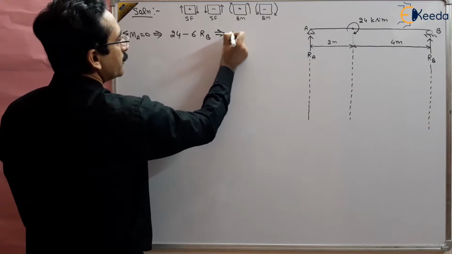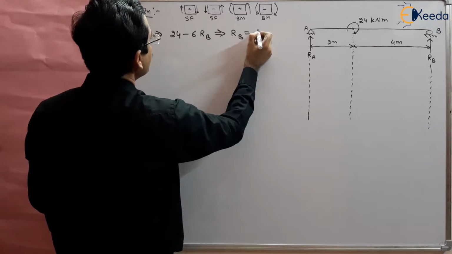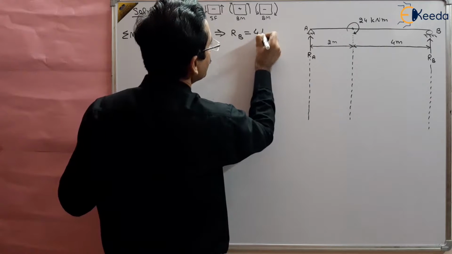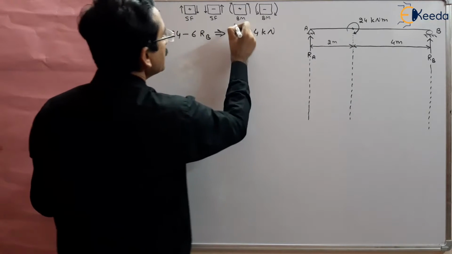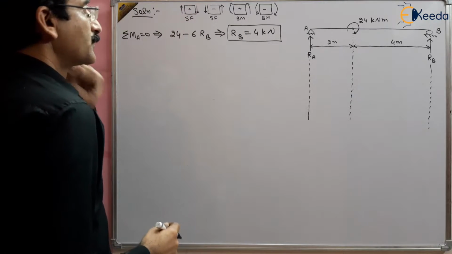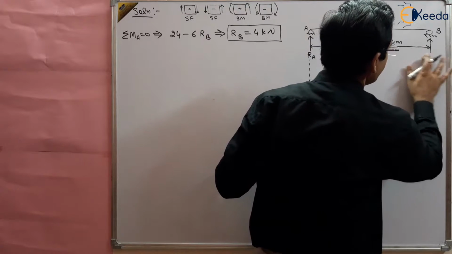So this will come out that RB will be equal to 24 by 6, which is 4 kilonewton. So this is RB, 4 kilonewton, and it is positive, as we have taken positive here. So RB is 4 kilonewton.